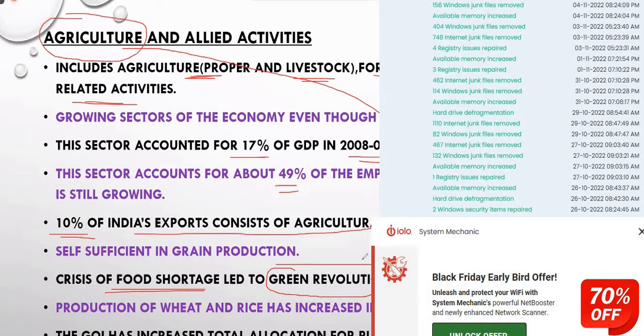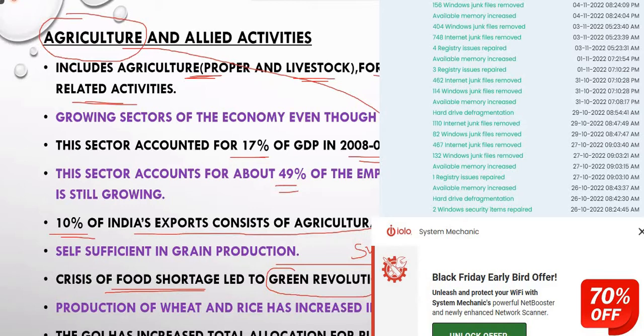Okay, you know who started the Green Revolution? The Green Revolution was started by a person called Swaminathan. He started this Green Revolution in the 1960s. What is the Green Revolution here?